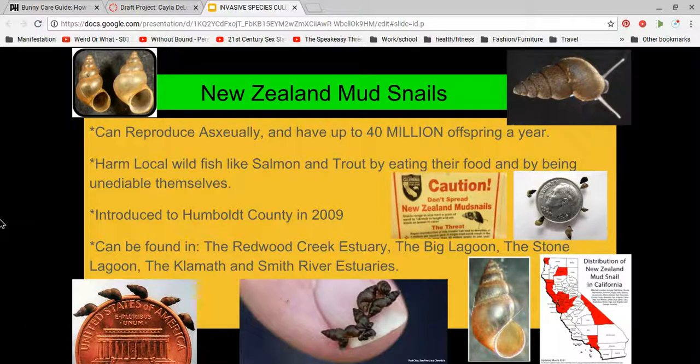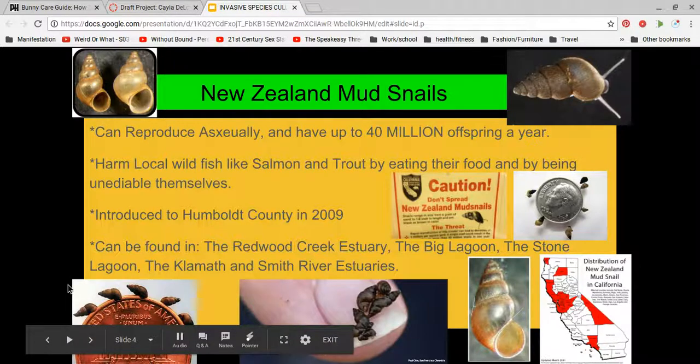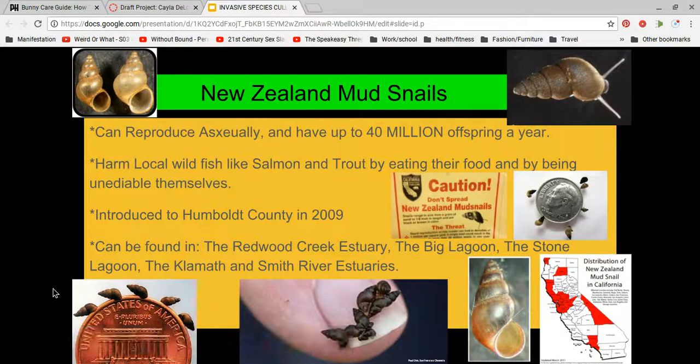The New Zealand mud snail is a gastropod mollusk in the family Tateidae that hails from its namesake, New Zealand. It is an invasive species in many countries and was first found in the United States in Idaho and Montana in 1987 and in Humboldt County in 2009. It is believed to have been spread through game, fish, or contaminated wading gear.